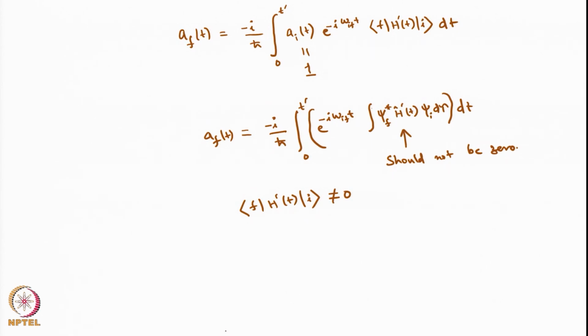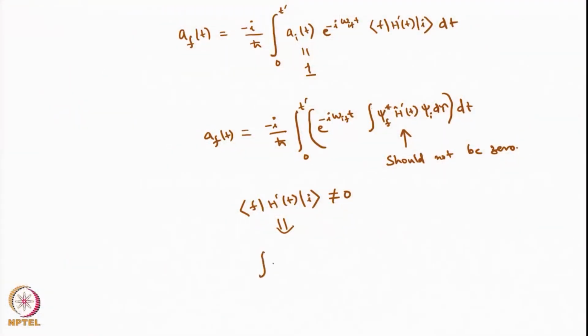Okay. Now if this does not have to become 0, which means if you start with some initial state, i is a ground state or initial state, and f is your final state, then your H'(t) operator, that is the time dependent perturbation operator, must be able to project your initial state onto a final state. Okay, so what does it mean?